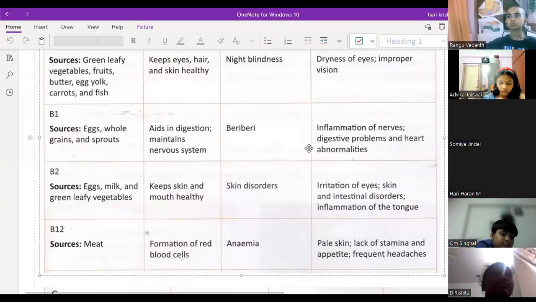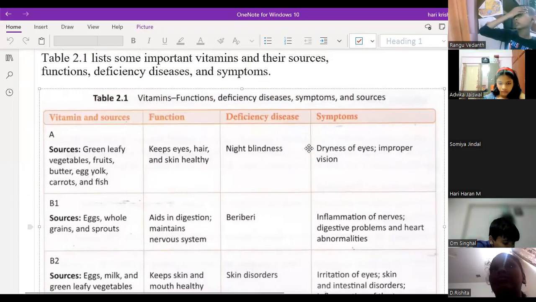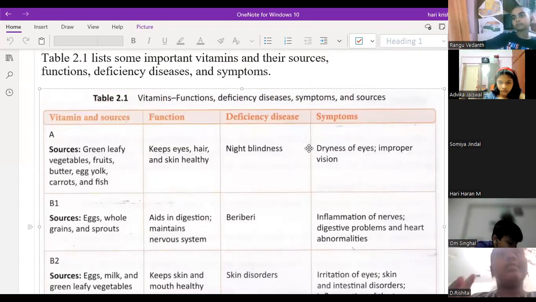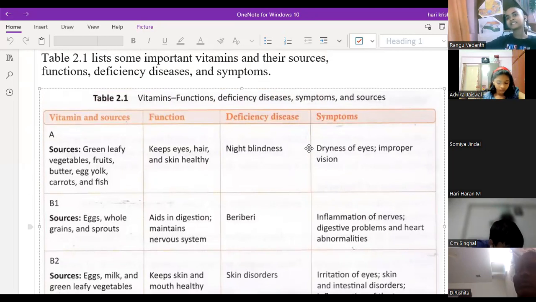So, inflammation of nerves. You know inflammation, right? Swelling. And digestive problems. So when you're eating chicken biryani, it will not digest. Yes or no? For vegetarians, when you're eating veg biryani, it will not digest.